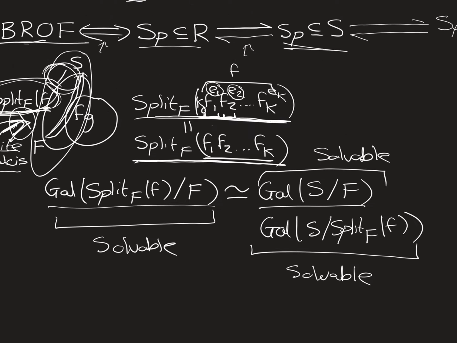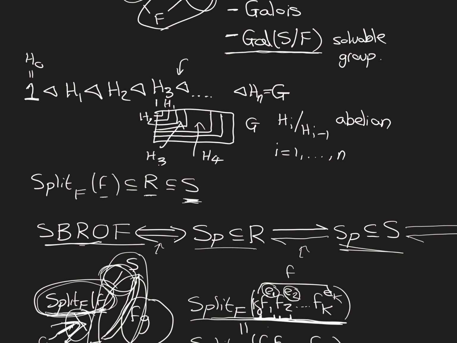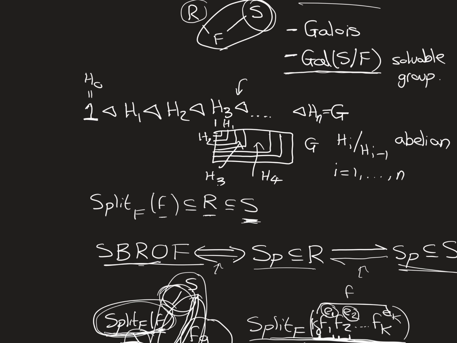I don't want to have to redraw this. Here we go. This, remember, is the definition of a solvable group: that there exists this ascending chain of normal subgroups in which the quotient of H_i by H_{i-1} is always abelian.